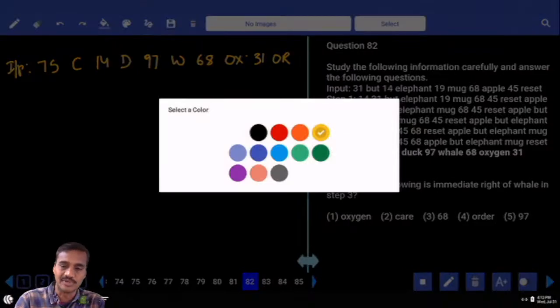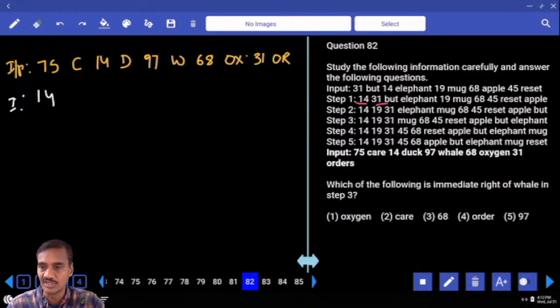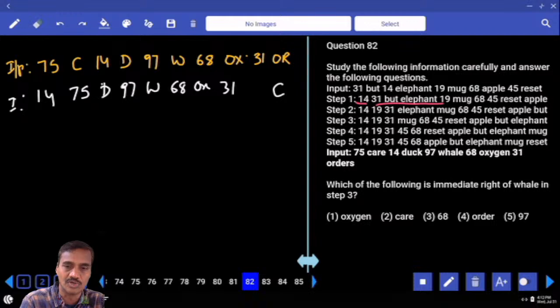Now in step number 1, tell me what should happen. The lowest number must be arranged at the first place. What is that one? 14, at the first place. Once 14 is arranged here, all the remaining will be shifted to the next position. And among the words, what is the lowest word here? C. Now C is arranged at this place. All the remaining are shifted to the next position: 75, D 97, W 68, OX 31, OR. Now this is about step 1.